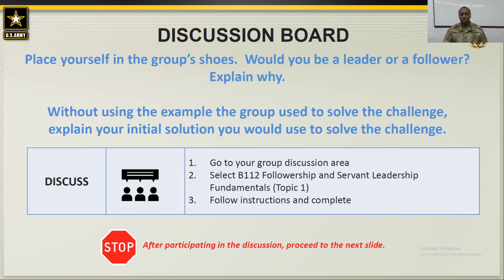This leads us to our first discussion board topic. Place yourself in the group's shoes. Would you be a leader or a follower? Explain why. Without using the example the group used to solve the challenge, explain your initial solution you would use to solve the challenge. After participating in the discussion, proceed to the next slide. But at this time, pause the video and complete this topic.